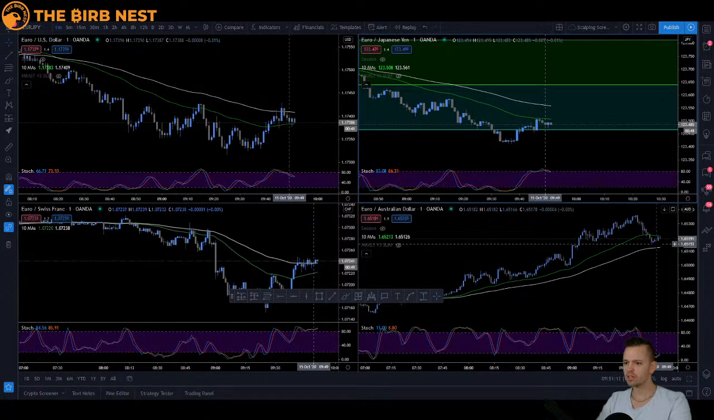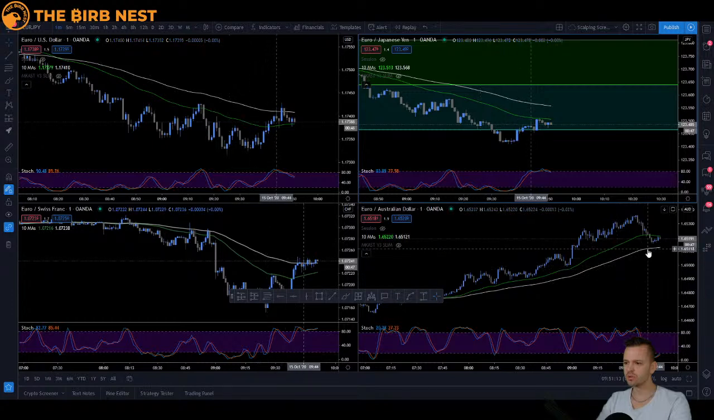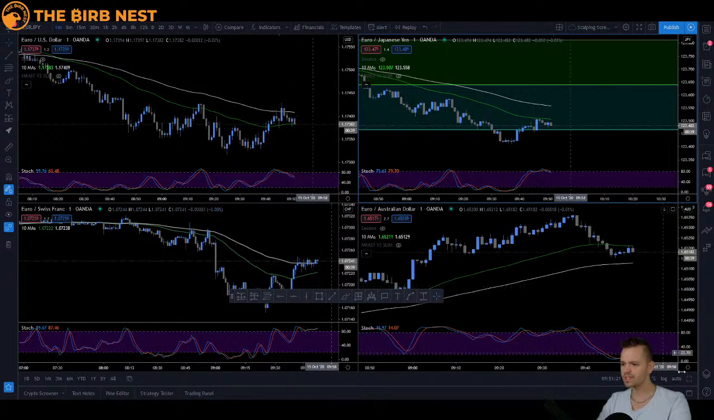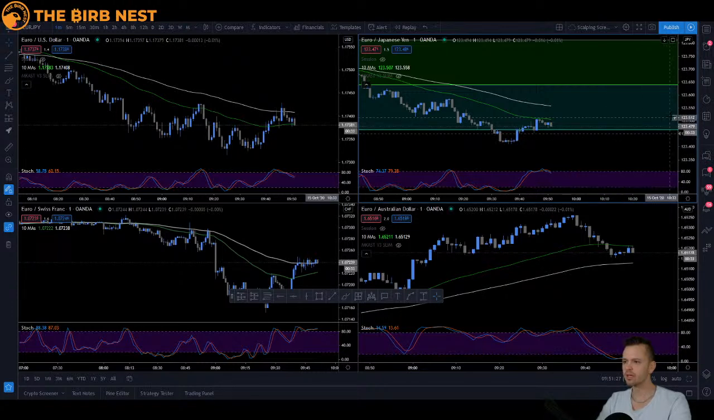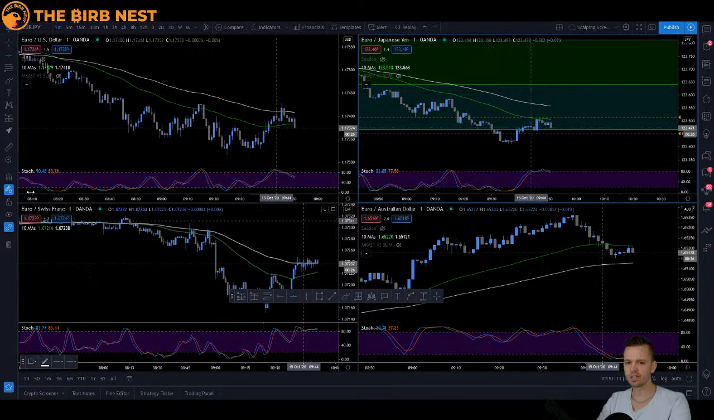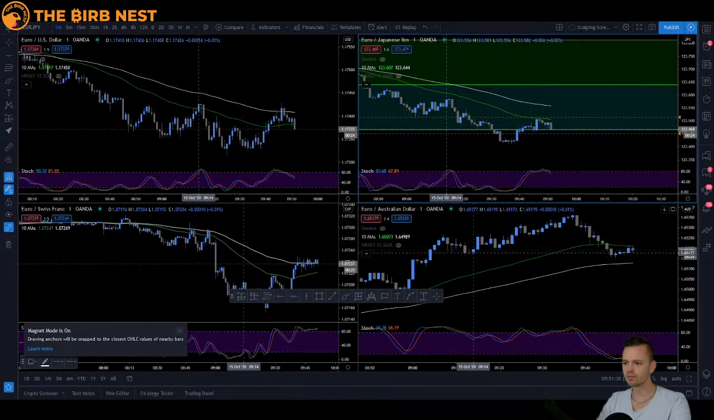Which one was the other one? The other one was euro versus the Australian dollar, and it's creating a nice little swing point right here. And we got a pretty decent SR level right here. So we're just going to put on alerts right here. One alert right here, and another alert right here. Let's see, we have a pretty nice SR level right here.